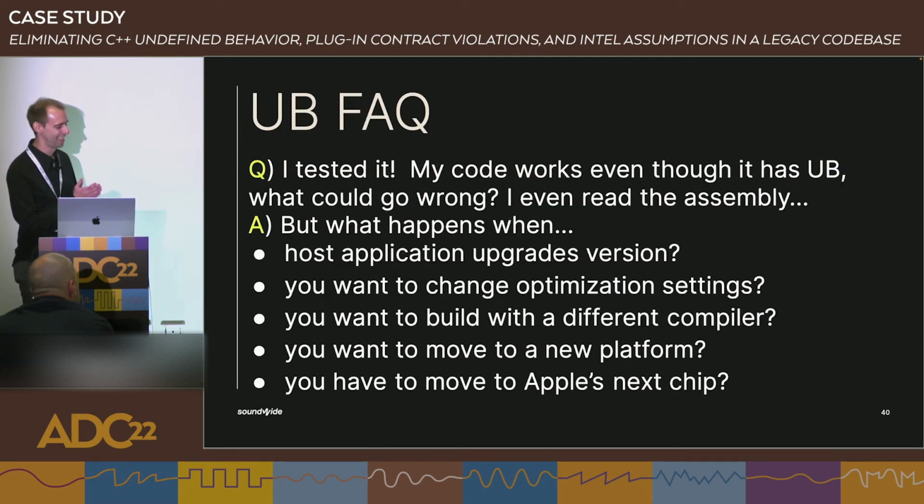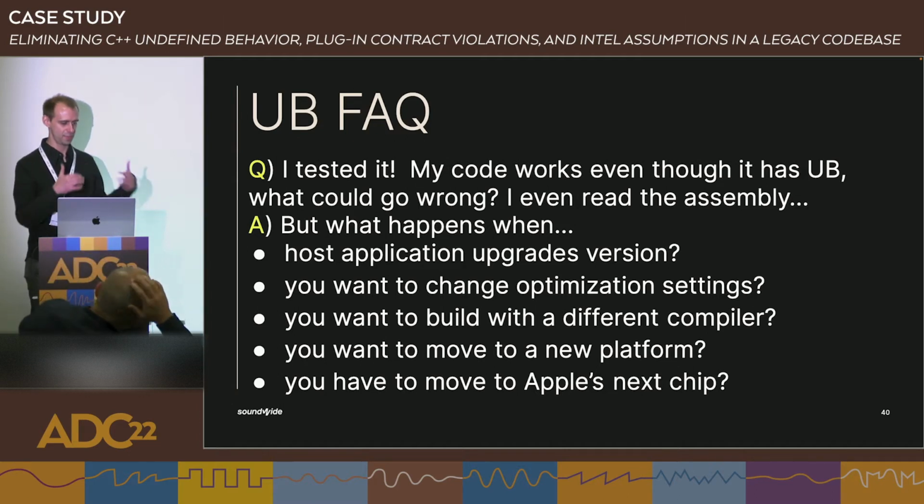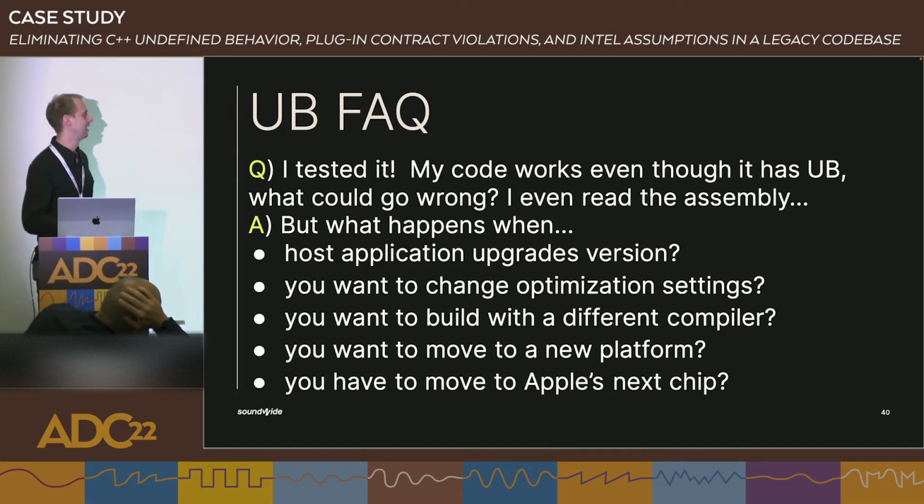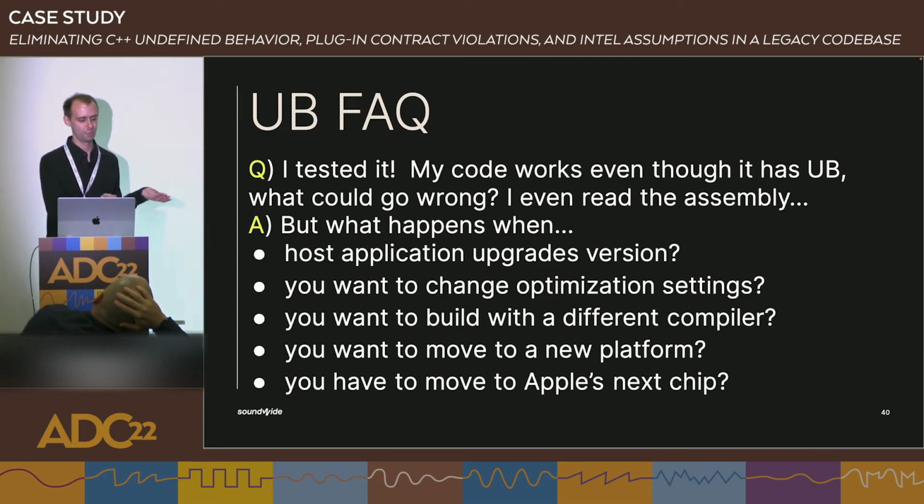More FAQs. This one I've heard so many times. I tested my code. It has UB. It works. What could possibly go wrong? I even stepped through and read the assembly, and it was all fine. So the answer is it is fine, but it won't be fine if you do anything, right?